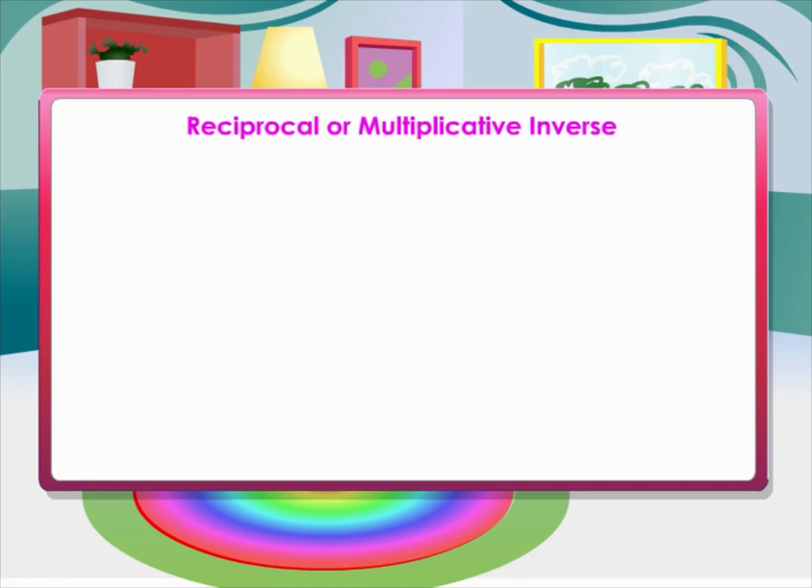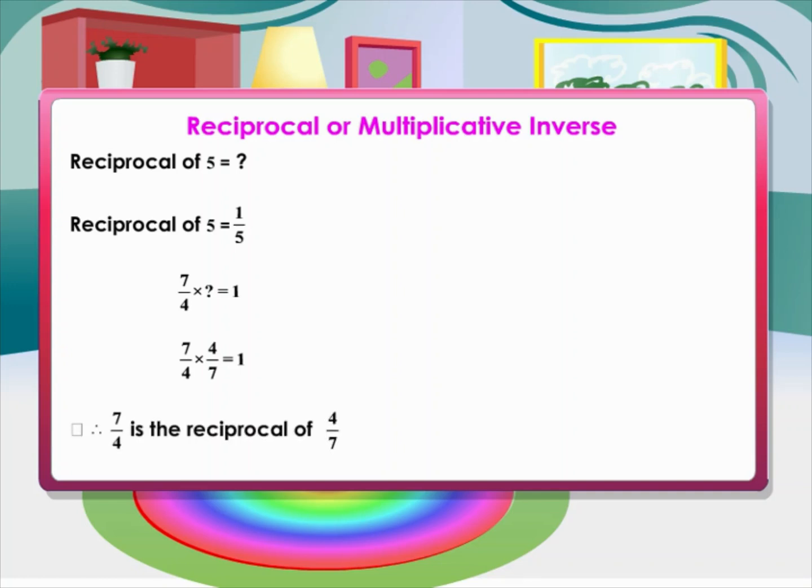Reciprocal or multiplicative inverse. How do you get the reciprocal of a number 5? To get the reciprocal of a number 5, just divide 1 by the number 5. Consider the rational number 7 by 4. By which rational number would you multiply this rational number to get the product 1? Yes, when we multiply 7 by 4 with 4 by 7, we get the product 1. So we say 4 by 7 is the reciprocal of 7 by 4.